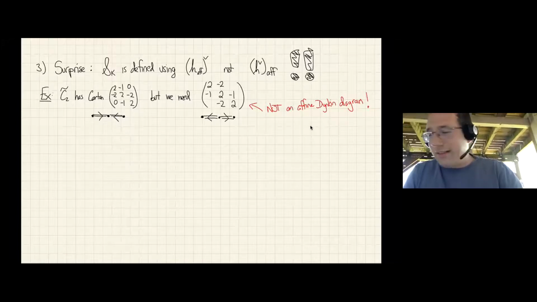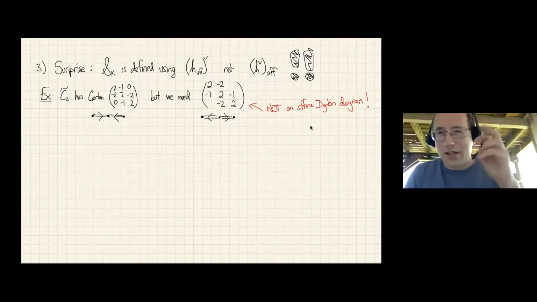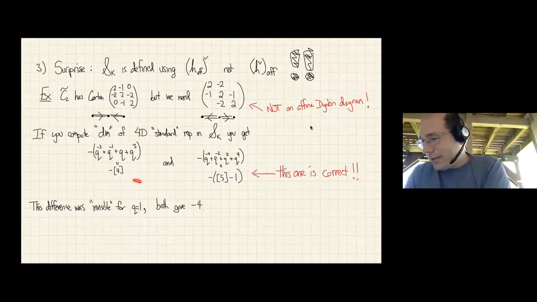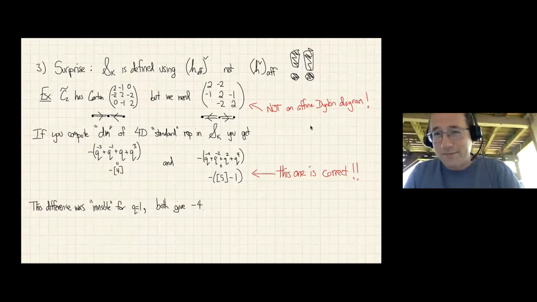It's the Langlands dual of the affine type. And you can do this explicit computation where you compute the dimension of the standard representation for these two different versions of K-theory. In one, you get quantum dimension minus quantum 4, which is incorrect. And for this one, you get quantum dimension quantum 5 minus 1, which is correct. Probably this has to do with some hidden causal duality that's behind the story.